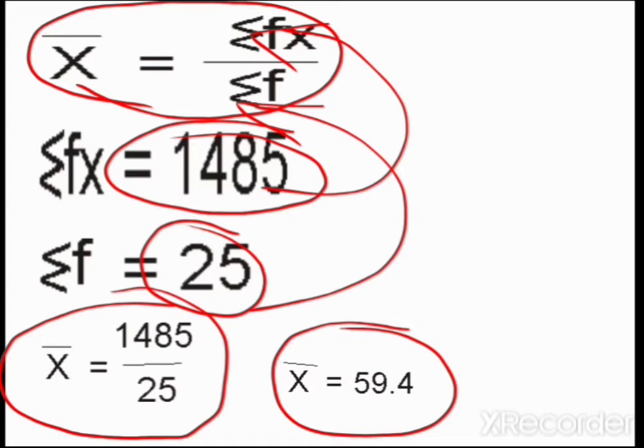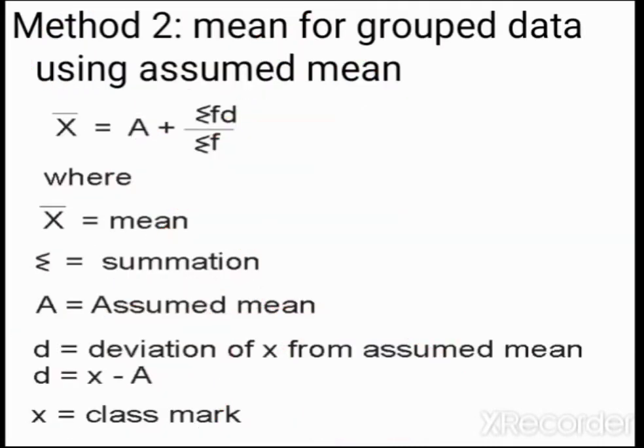Now let's go to a scenario where we are asked in an exam condition to use an assumed mean. If the examiner wants you to use an assumed mean, the examiner will specify using an assumed mean of your choice, or they will give you a particular figure to use as an assumed mean. So let's go to method 2. How to calculate the mean for group data using an assumed mean.